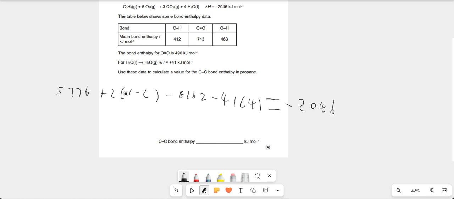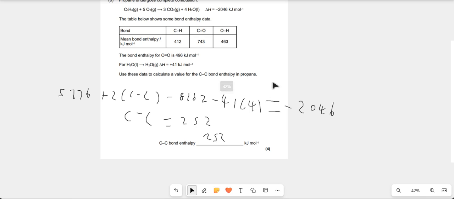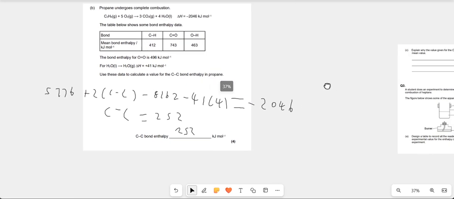And now just rearrange for 2CC. If you bring 41 times 4 to the other side, bring 8162 to the other side, minus 5776, and then divide by 2, you'll see that CC is equal to 252. So that's the enthalpy change. Easy. Oh, by the way, this is negative. I wrote negative. Cool.